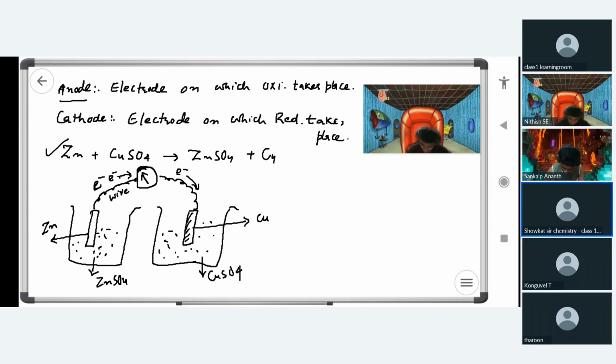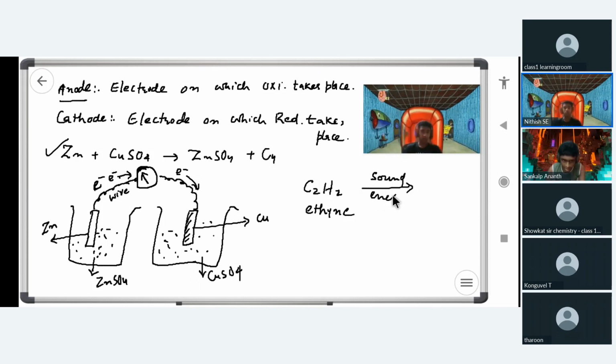So can you once again tell me any such reaction in which sound energy is actually utilized? Is there any reaction, sir? Carbon plus oxygen? No. Ethyne. Exactly, it is the ethyne. That produces a C2H2 pop sound. Yeah, exactly. So when we give the sound energy to this, it gets decomposed. It is also a photochemical reaction because it absorbs sunlight. I mean, it needs sunlight. So it gives you carbon and hydrogen.